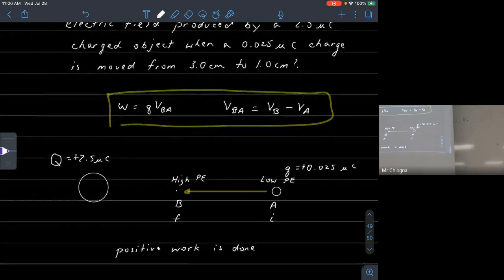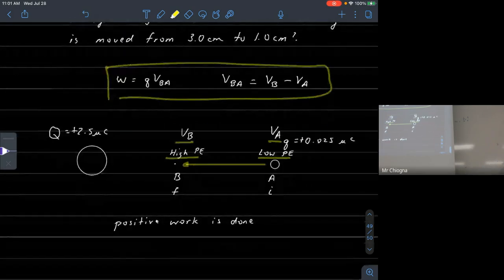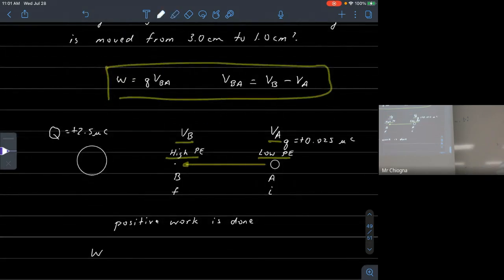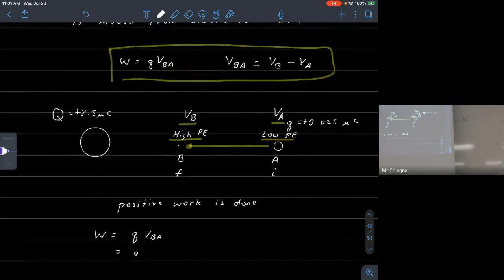Okay, this position here has a VA. This position B has a VB. Both of them have electric potentials. This electric potential is higher than VA. VA is a lower potential because it's farther away. So what do we need to calculate the work? This is the shorthand way of writing it. This is the full version of it.